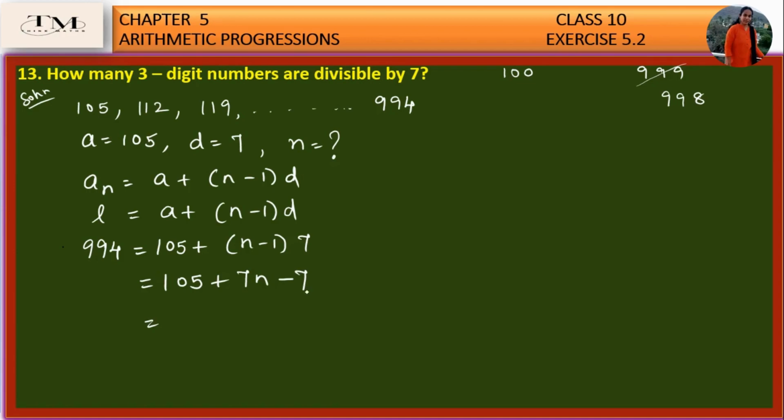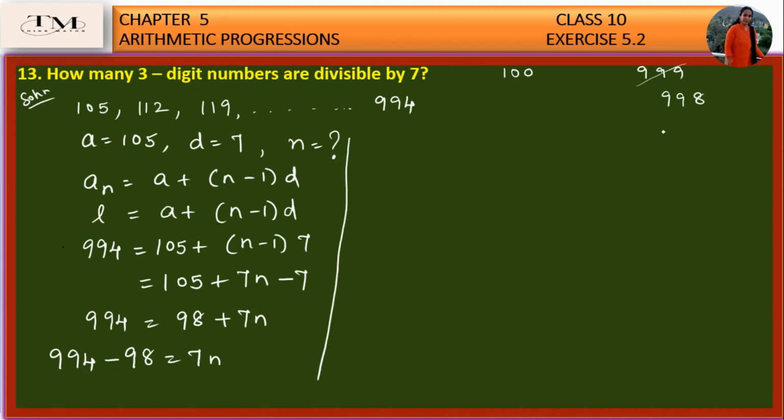So 105 minus 7 is 98. So 98 plus 7n equal to, on the other side we have 994. Keeping 7n here, on the other side we have 994. This plus 98 will become minus 98 when we change the sign. So 994 minus 98. So we have to subtract.